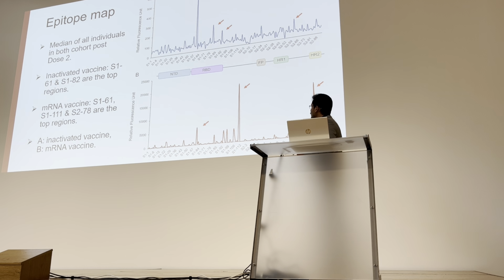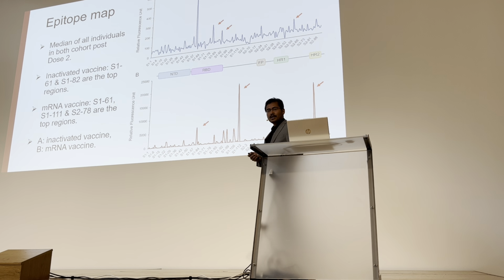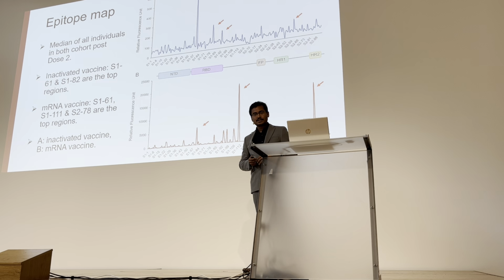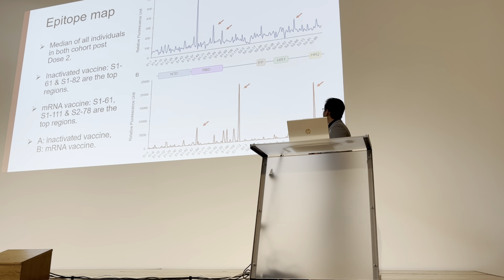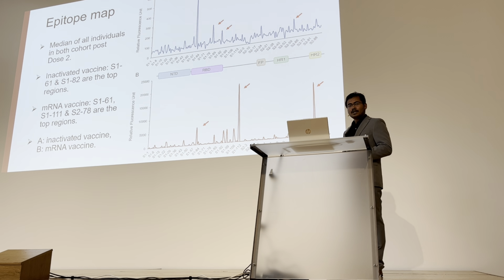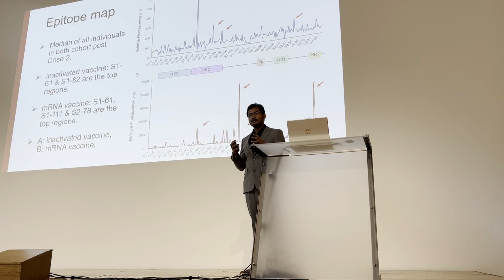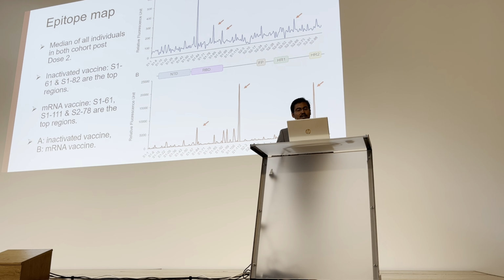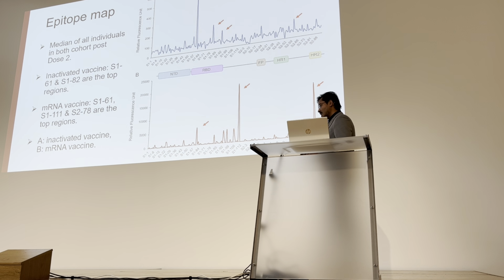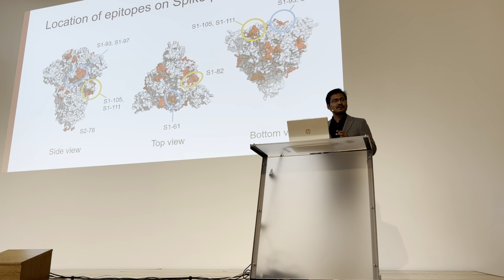But when you look into the mRNA vaccine, the same peaks come up, but then there are some additional peaks which are there in between S1 and S2, and then heptad repeat 2 in the HR2 region. So this really was interesting for us, and what we anticipated, we found something similar to that. The next thing was to check where these epitopes are located.